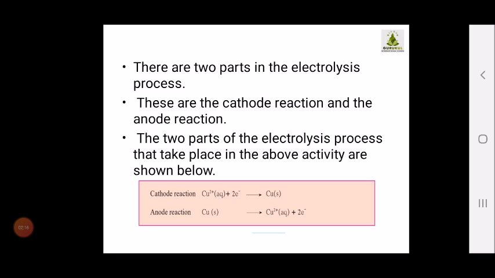The two parts of the electrolytic process are as follows. They are shown in the chemical reactions. At the cathode, what happens? Cu2+ + 2e- gives Cu(s), and in the anode reaction, copper in the solid state gets dissociated and forms Cu2+ + 2e- ions. So these are the two different reactions taking place at the anode and the cathode.